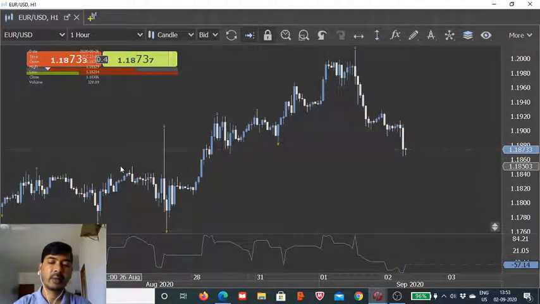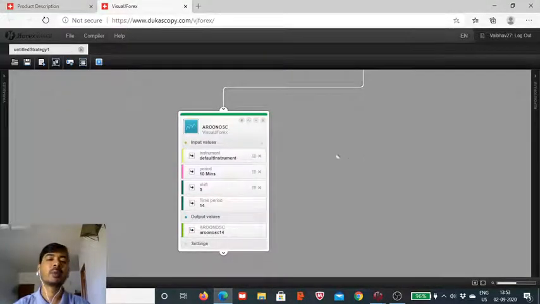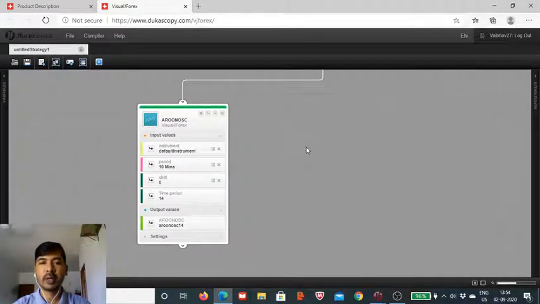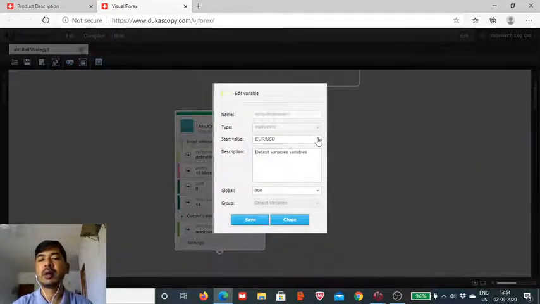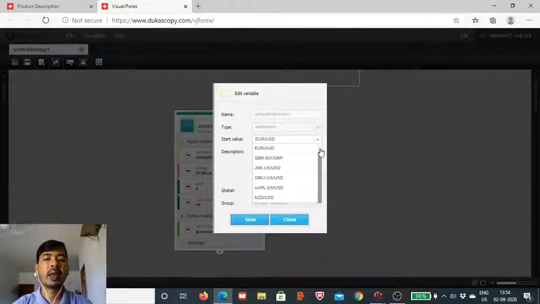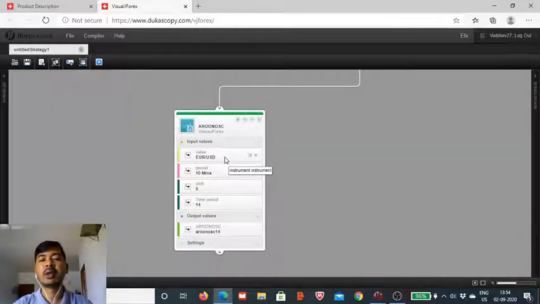So there are many ways in which you can define this indicator and then use this on the Visual JForex platform to develop the automated setup. So here you have to define the default instrument and then the time period. Default instrument can be anything, any instrument of your choice. Whichever instruments are supported here, you will be able to use them to develop your automated setup. For today's session, we keep the EUR/USD as it is.